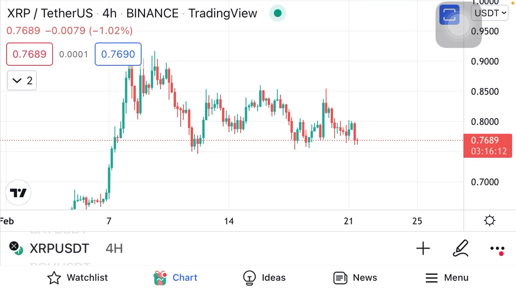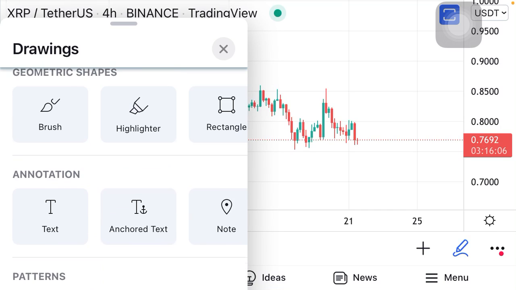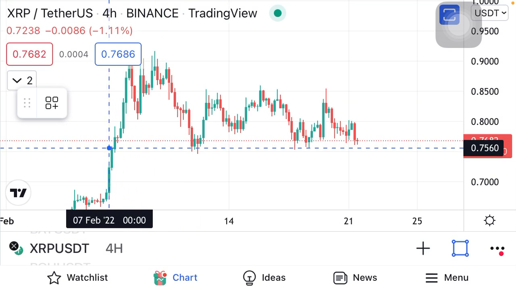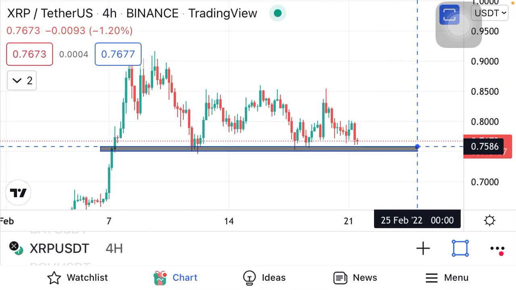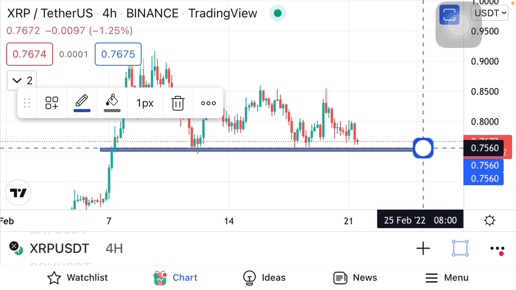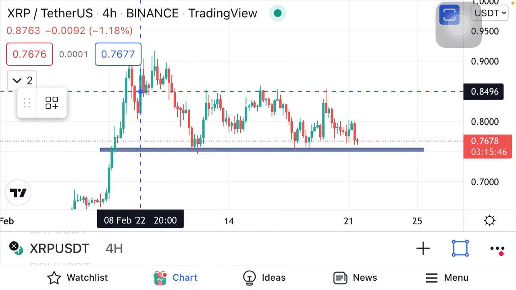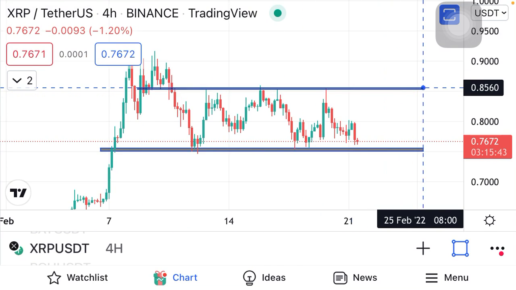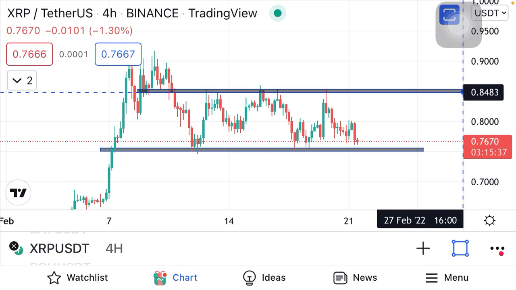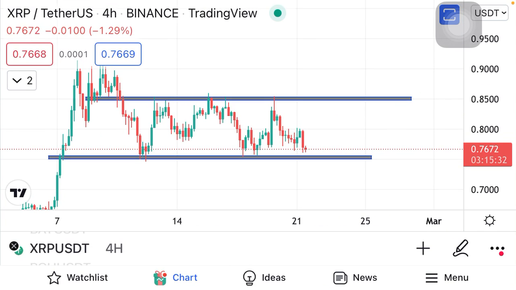Let's draw our support and resistance levels. Okay, we've drawn our support level. Let's draw our resistance. So we take our resistance level to be here. Good. And this is okay. So you can see the market is ranging.